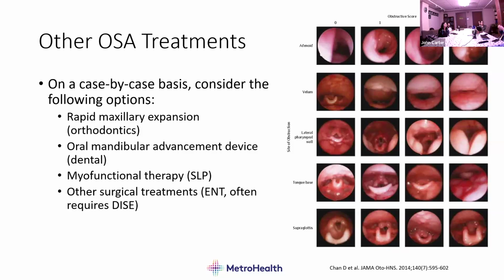Last but not least, our ENT colleagues can do a lot more than just a T&A. There are lots of other upper airway surgeries that can be performed, some on the epiglottis, some on the supraglottis, some on the base of the tongue, some on the palate. But any of those you would want to precede with a DISE, drug-induced sleep endoscopy. We've got one or two pediatric sleep docs here at Metro who we share with Rainbow, who are very experienced at sleep endoscopy in kids.